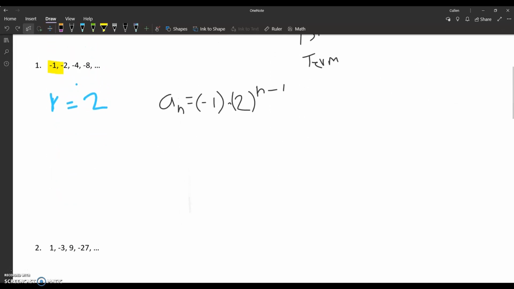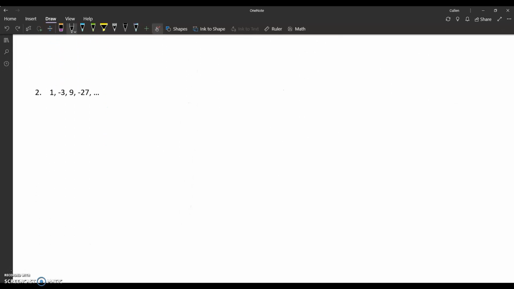All right, so let's go to this one down here, number 2. And we're going to find its explicit formula and its common ratio. Here's another example where the terms in the sequence are changing signs every other one. So our common ratio here is going to be negative. To get from 1 to -3, you multiply by -3. To get from -3 to 9, you multiply by -3 again. And then to get from 9 to -27, you multiply by -3 again. So that's why it's flipping signs, because you're multiplying by a negative number. So R here is going to be -3.